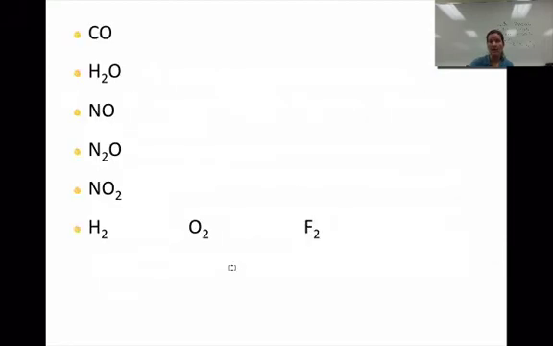So I've already done most of these with you. If you want to, you can stop the video and go through them again for yourself, but I'll run through the names. The first one is carbon monoxide. The second one is dihydrogen monoxide, and then nitrogen monoxide, dinitrogen monoxide, nitrogen dioxide, and the bottom ones are just hydrogen, oxygen, and fluorine. You just name them what they are.